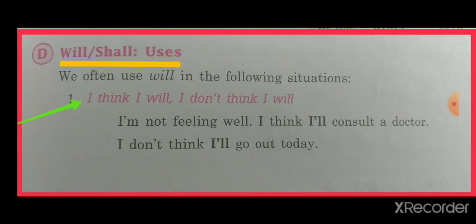But what are the uses of simple future tense? Means will or shall. What are the uses of will or shall or simple future tense? So, we often use will in the following situations. What are the situations? I think I will. I don't think I will. Means if you are thinking about the future, about the probability of happening any event, then you can use will or shall. Like, I am not feeling well. I think I will consult a doctor. So here you are thinking something about future. Such a sentence can be expressed by using will or shall plus first form of the verb.